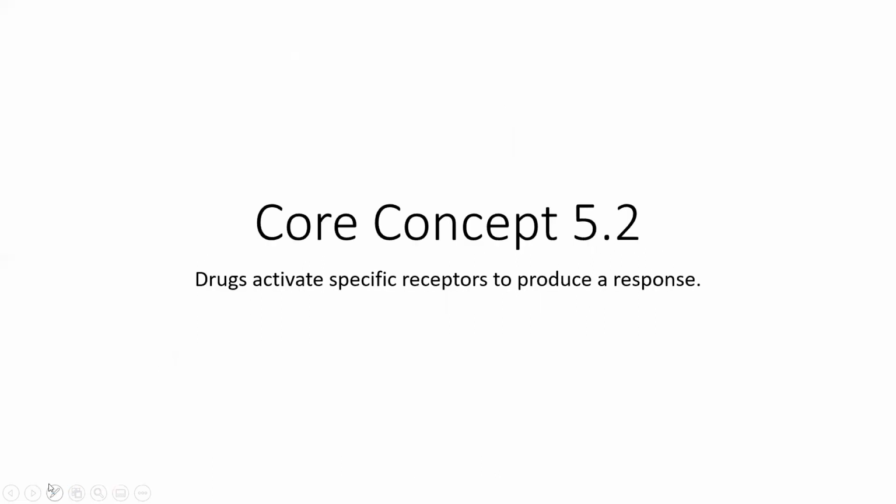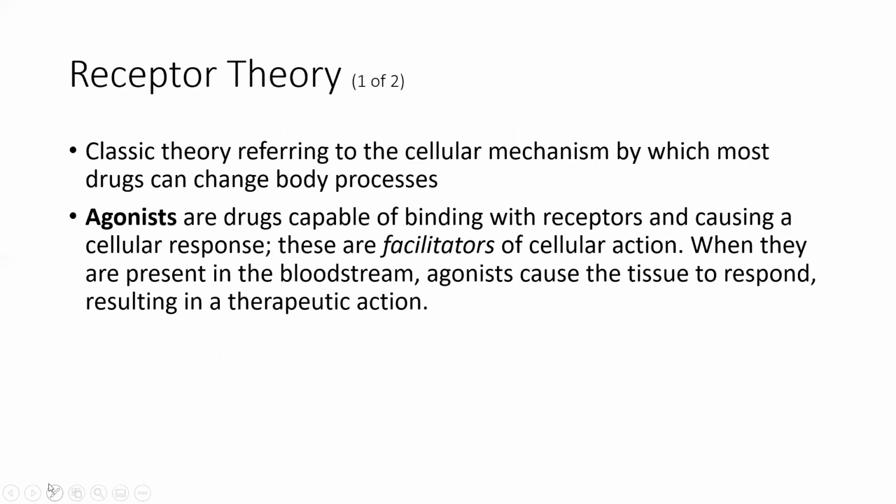Next, drugs activate specific receptors to produce a specific response. What is this receptor theory? It is the classic theory referring to the cellular mechanism by which most drugs can change body processes. If we talk about the word agonist, agonists are like helpers. They are the drugs capable of binding with the receptors and causing a cellular response.